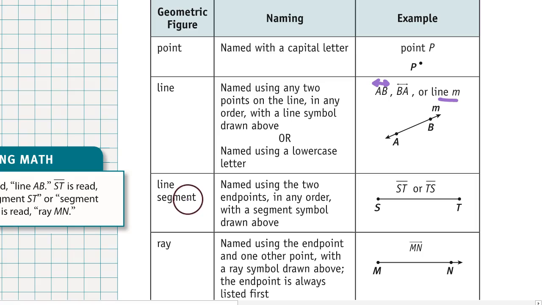Next we had a line segment. This is named using the 2 endpoints in any order with the segment symbol drawn above. So for this picture here, we could call it segment ST or segment TS. A ray is named using the endpoint and one other point with the ray symbol drawn above. So for this drawing here, the endpoint is M, so you write the M first, then the other point on the ray, and put the ray symbol above the 2 letters.